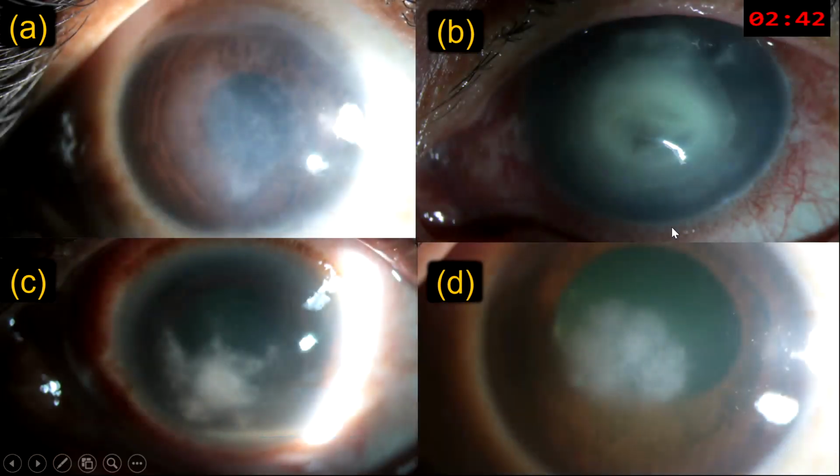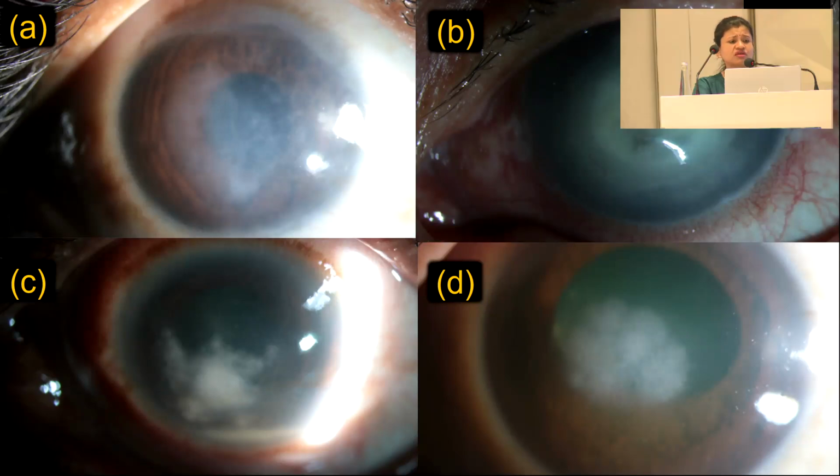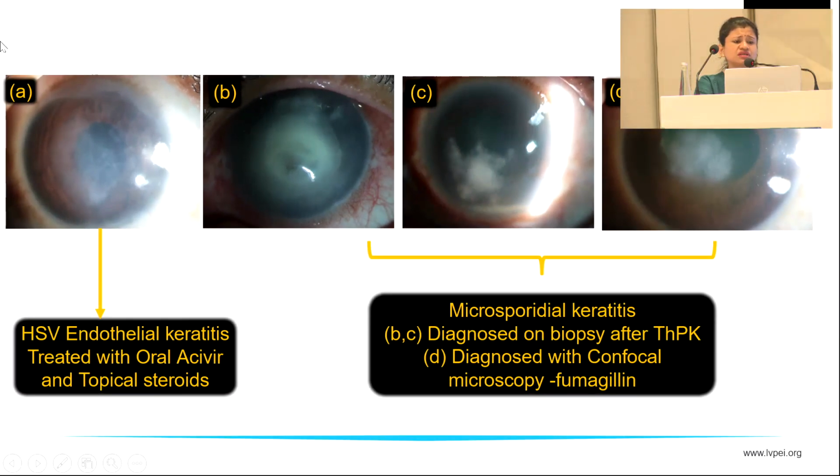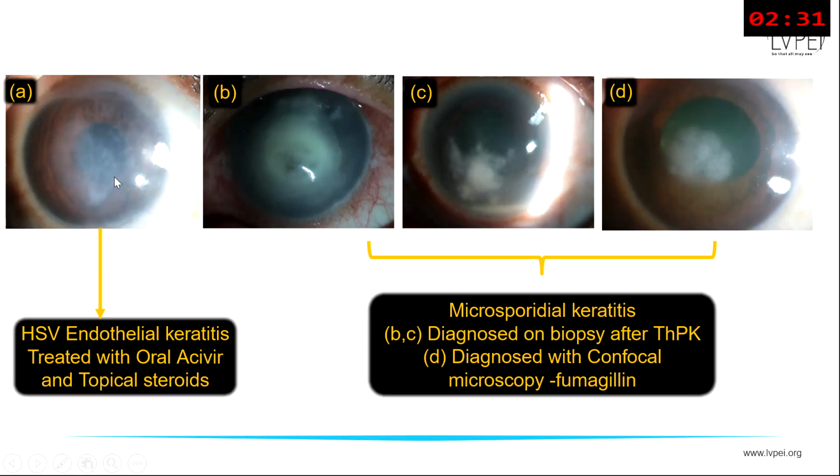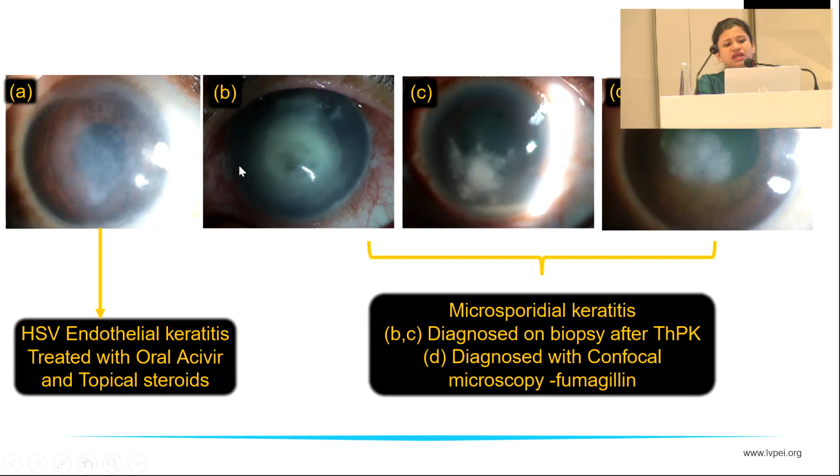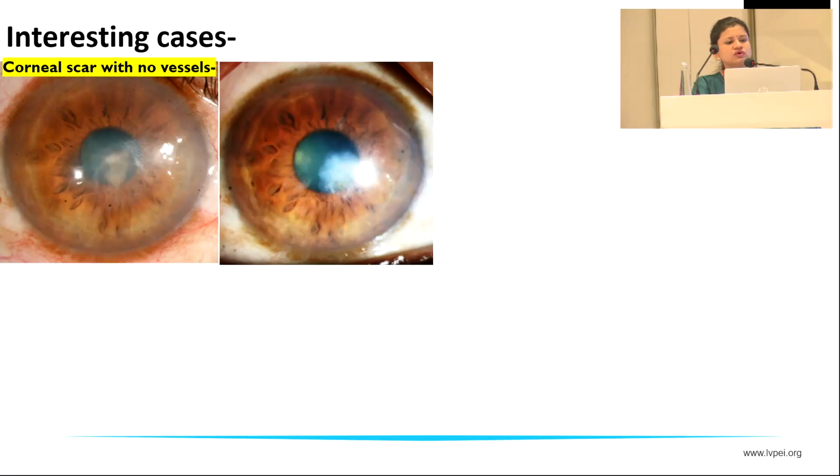So this fourth picture is very interesting, because it will be very interesting to know what has happened to this patient. The first patient is a case of HSV endothelitis, where you can see footprint scars, vessels, previous history, and was treated with oral acyclovir and topical steroid. B and C are suppurative inflammation where the diagnosis was achieved by corneal biopsy and ended up in therapeutic PK. And the fourth one is a moderate MSK case where we managed the patient with topical fumigillin, diagnosed by confocal microscopy.